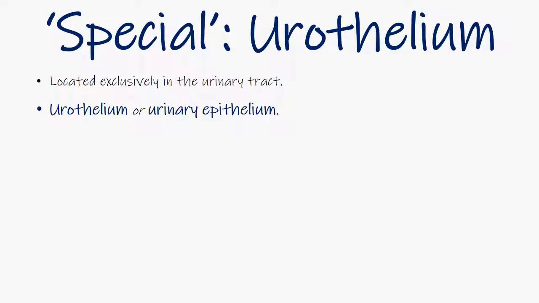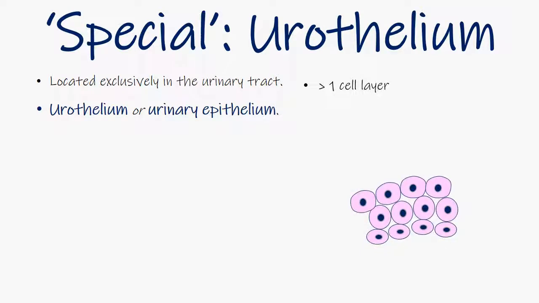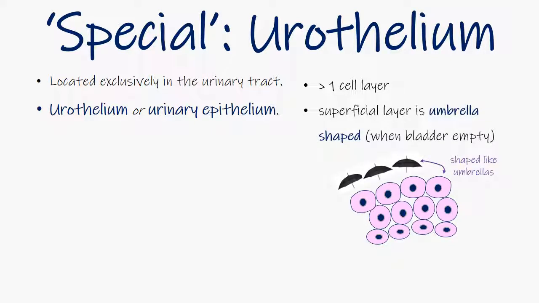The final epithelium for this video is urothelium. It is found exclusively in the urinary tract and so is given its own name of urothelium or urinary epithelium. It is my favorite type of epithelium. As shown in this schematic, it is a stratified epithelium. What makes this epithelium unique are the dome-shaped surface cells. They look like umbrellas at their apical surfaces and indeed are often called umbrella cells.